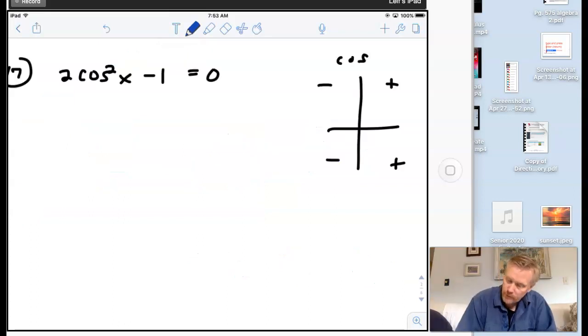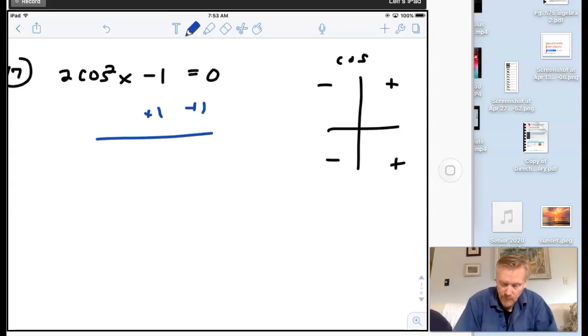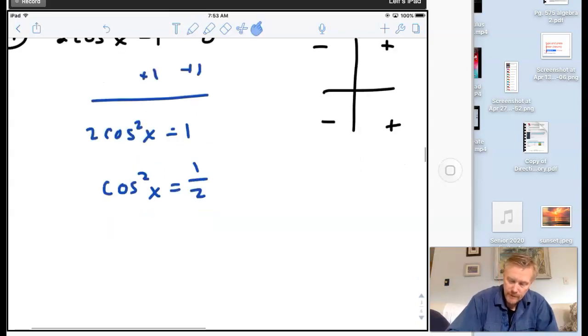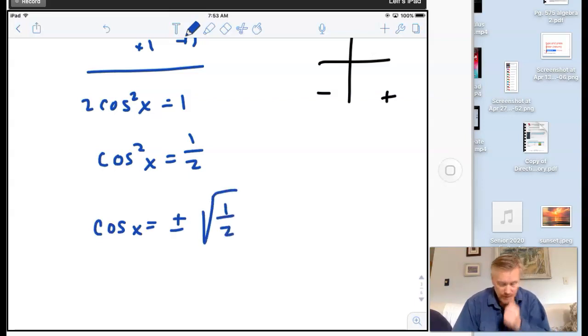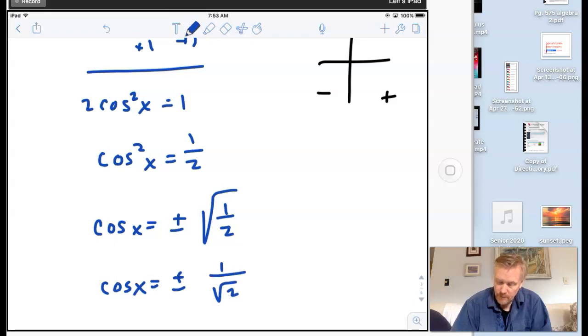So 2 times cosine squared. I see that squared, so chances are I'm going to have 4 answers. So I got 2 cosine squared of x equals 1 divided by 2, and I get cosine squared of x equals 1 half. Take the square root of both sides, and I get cosine of x equals plus or minus the square root of 1 half. Square root of 1 is 1, and I'll just leave the square root of 2.